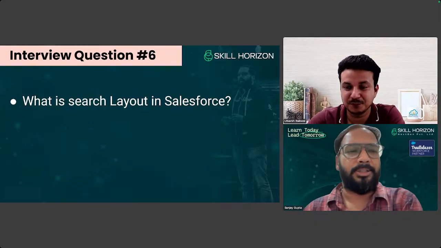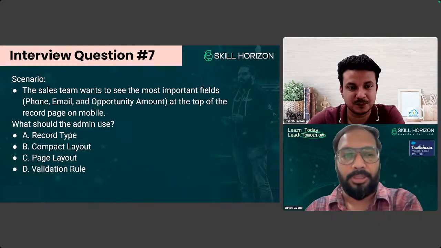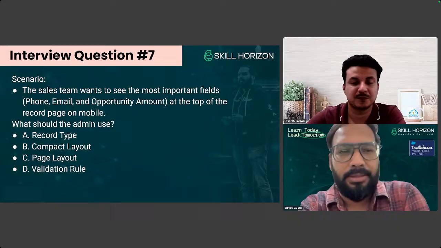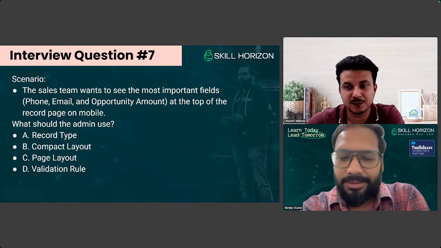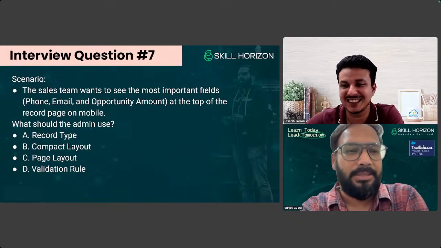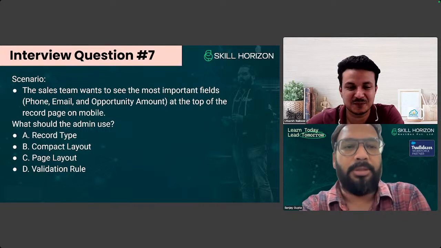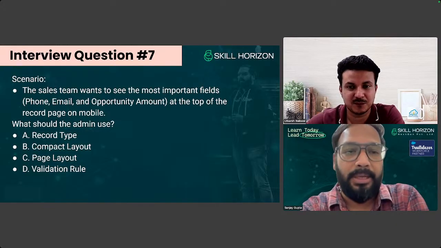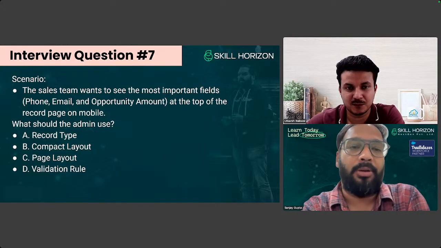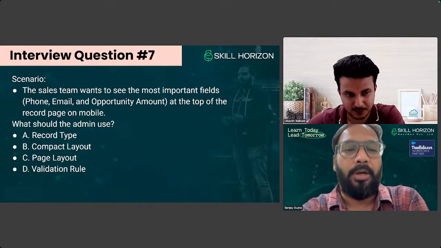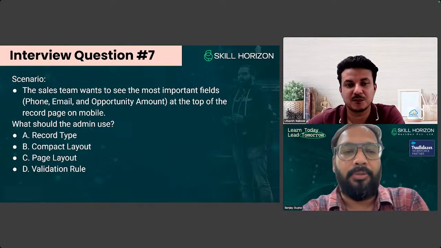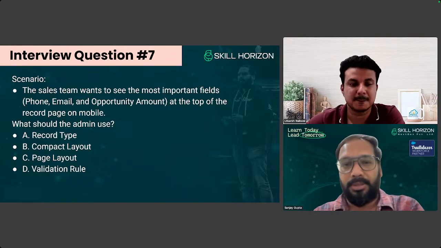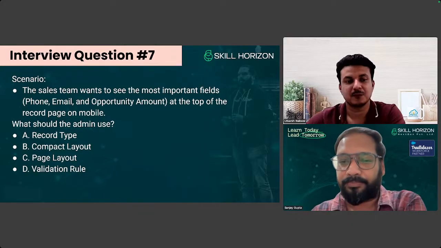Okay, moving on to the next question. Now we have question number 7, and I think this is again a scenario. So again, audience, you can just press the keys A, B, C, D, whatever you want. The question is: the sales team wants to see the most important fields, phone, email, and opportunity amount, at the top of the record page on mobile. What should the admin use? We have record type, compact layout, page layout, and validation rule. Just pick the correct answer.